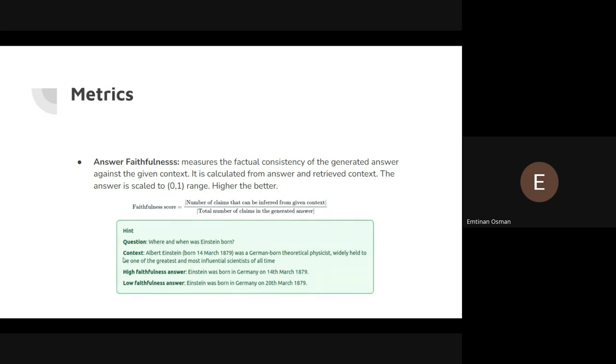So for example, this is just an example. If this context is about Albert Einstein, born on 14th of March, a theoretical physicist, widely held to be one of the greatest and most influential scientists of all time, and the question was, where and when was Einstein born? A high faithfulness answer would be Einstein was born in Germany on the 14th of March. So this answered from here. And this is an answer that is not from the context.